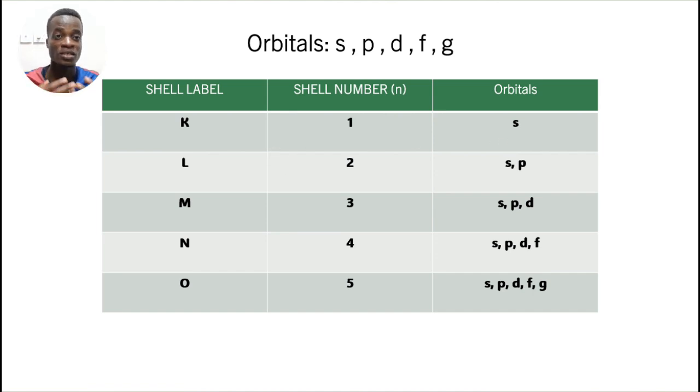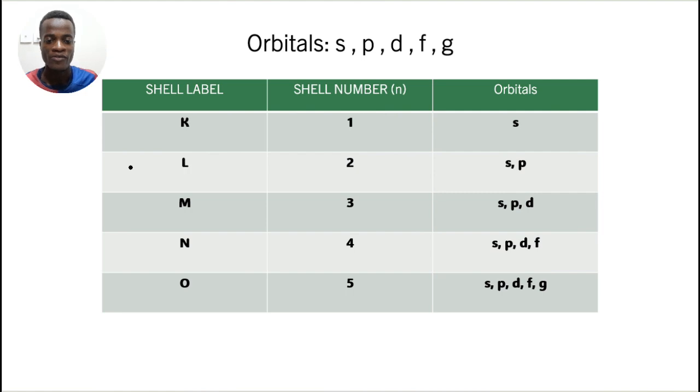Each shell needs to have some number of orbitals, and every shell needs to start from S, P, D, F, always in that order. So when you get to a new shell, you need to start counting the orbitals from S, P, D to F.